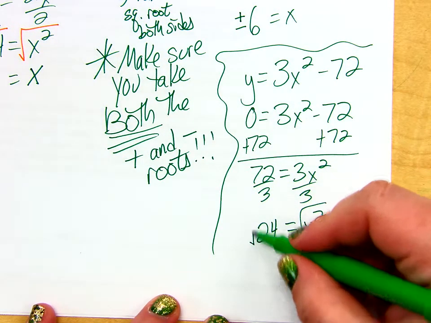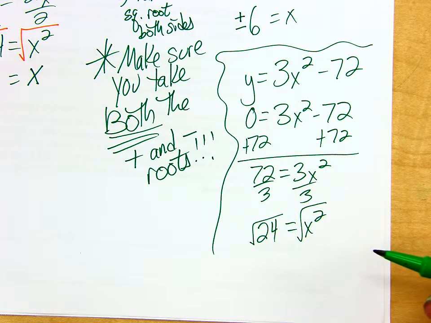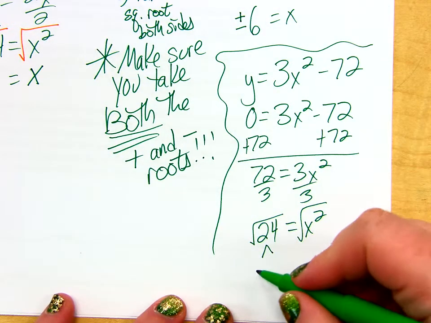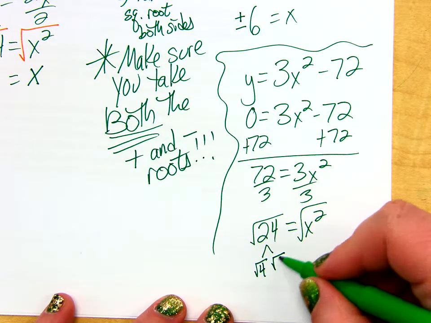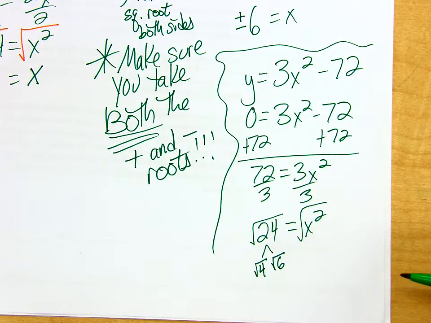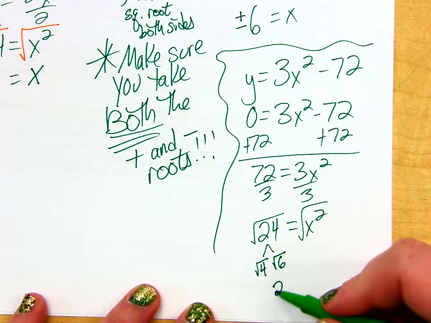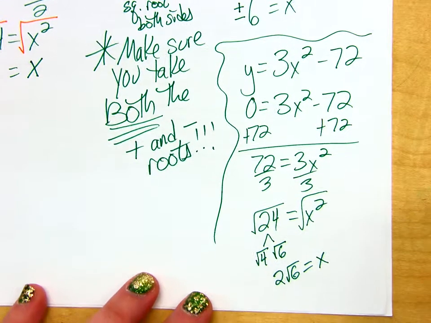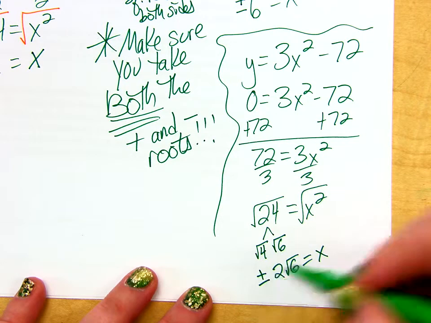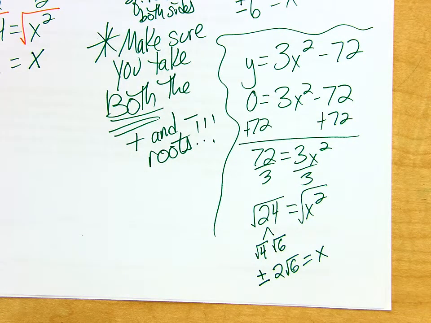Square root both sides. Uh-oh, this one's not a perfect square. So you are going to find the largest perfect square that goes into it, which is 4. Yep. So this one would split into the square root of 4 and the square root of 6. So that's going to come out to be 2 root 6 equals x, but what do I have to remember? Positive, negative. And that's pretty much it. So, let's just recap.